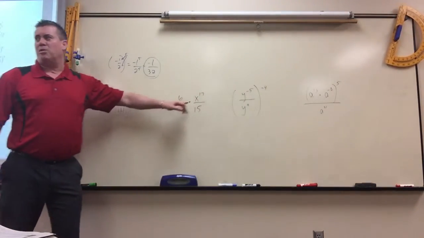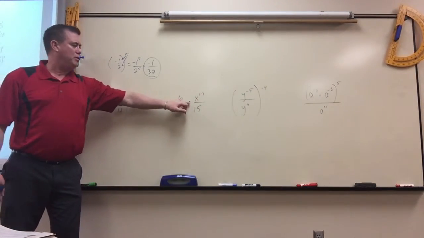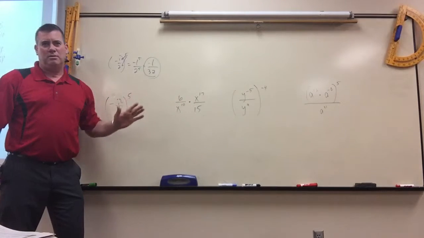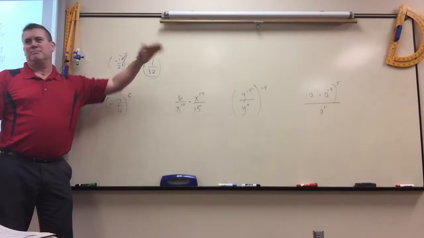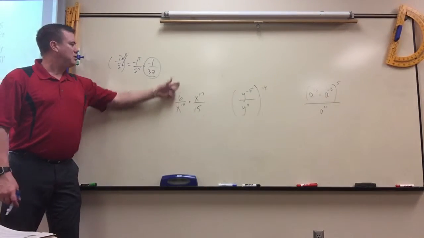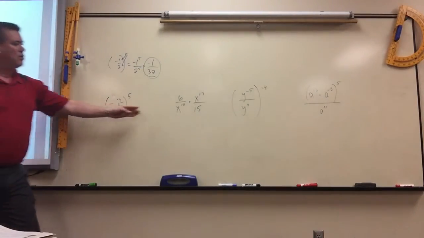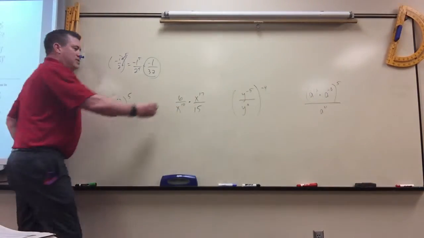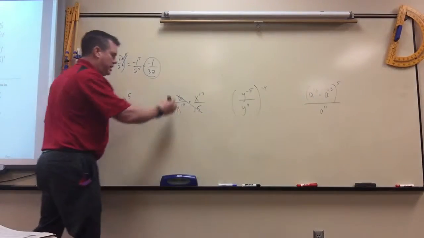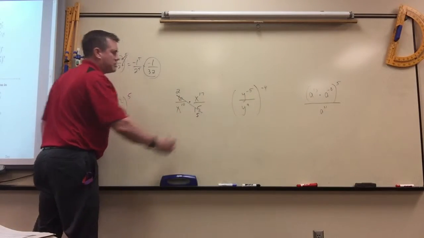Now, when you've got problems with multiplying, remember when you multiply fractions, what can you do to simplify them? Divide by the reciprocal. Cross cancel. You can cancel up and down like we did here, or you can cross cancel. The 6 and the 15, what could you divide both of those by? 3. So that'd be 2 fifths.